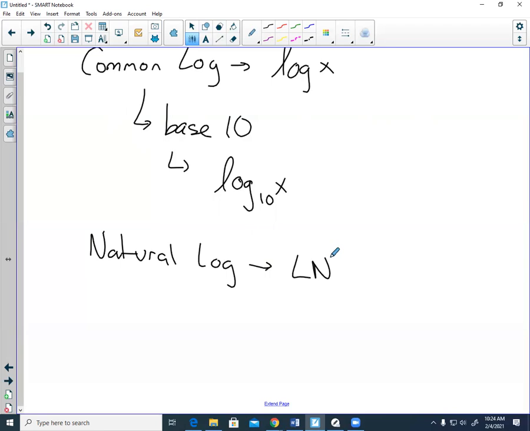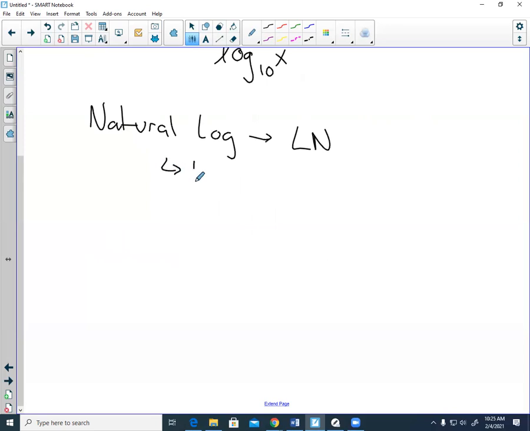Does anyone have a guess what that base might be? Remember we introduced the natural base yesterday? E. So the natural log is going to have the base of e. So it really means log base e. These two things are the exact same. Log base e and ln are the exact same thing. They mean the exact same thing.